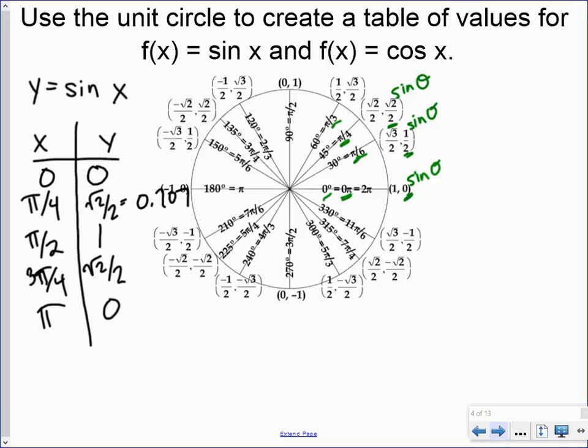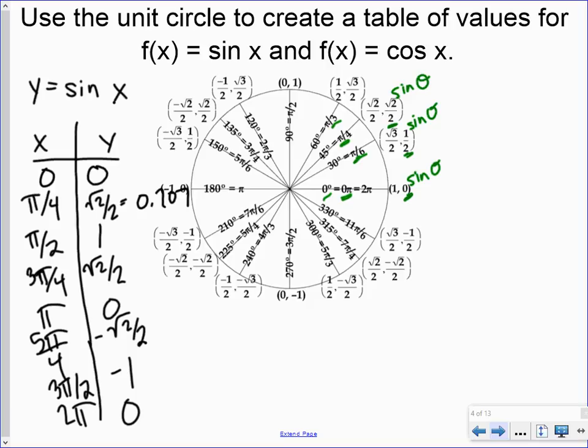And if I continued that, and I went to 5 pi over 4, I'd be at negative square root 2 over 2, or negative 0.7. And then I do 3 pi over 2, which is negative 1. And I could do 7 pi over 4, negative square root 2 over 2. Because I'm running out of room, I'm going to jump to 2 pi, which gets me back to 0. And so I see the same thing. This time I go down to negative 1, and then I come back up. And once I get to 2 pi, remember 2 pi is really the same as 0. So if I keep going around, I'm just going to keep getting this same cycle.